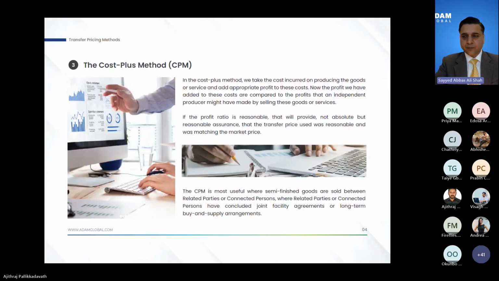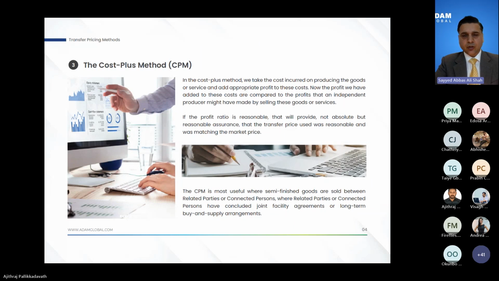So we have gone through CUP, we have gone through RMP, and the third method that we have got is the cost plus method, okay? CPM, cost plus method. Now, in the cost plus method, we take the cost incurred on producing the goods, right? Whatever cost we have incurred, let's take that cost and add an appropriate portion of profit on top of it, okay? Now, whatever the price you will be getting, we will need to compare it with the outside market, okay?